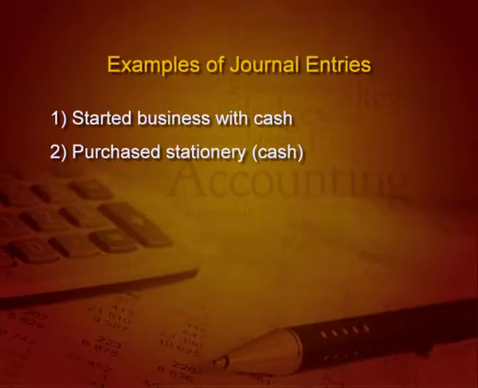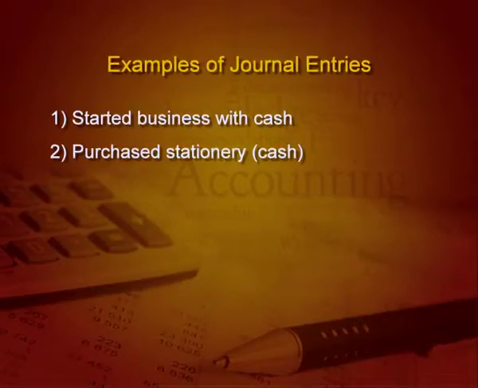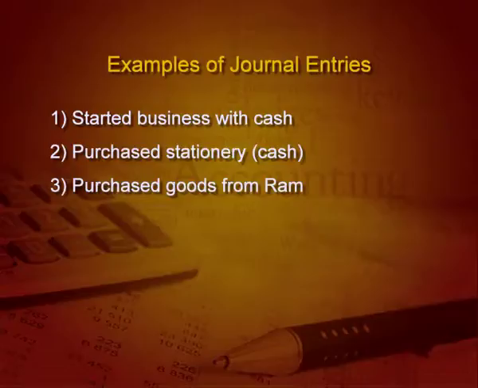Let us proceed to the next one. Purchased stationery in cash. Now your cash is coming or going? Yes, it is going. So it is an asset, and an asset going means it is credit. Now what you have done is an expense of stationery, and expenses are debit. So what I will write in the particular column is stationery account debit in the first line and to cash in the second line.